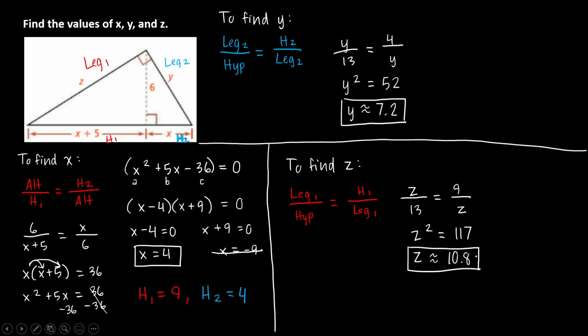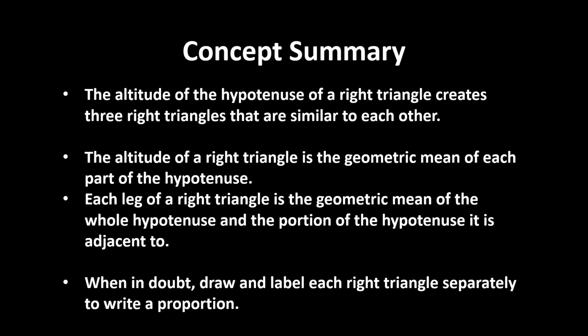So we successfully used geometric means and the altitude of a right triangle to find these missing side lengths. And again, to verify these side lengths, I strongly recommend using the Pythagorean theorem. Test out if the sum of the squares of the legs in your triangles is equal to the square of the hypotenuse of those triangles. So that is our lesson. There's a lot of information in here.